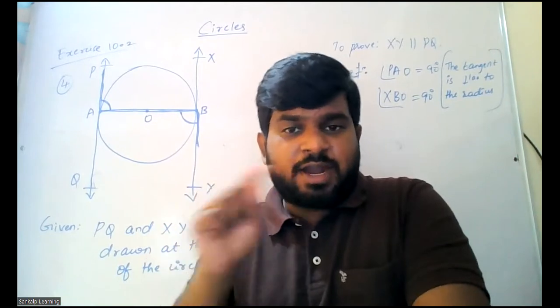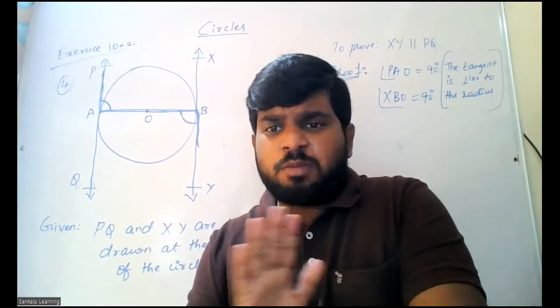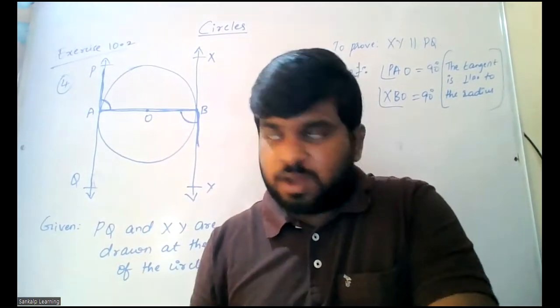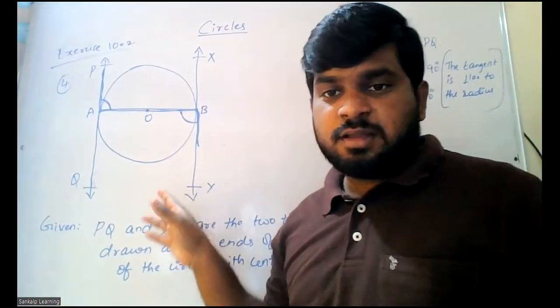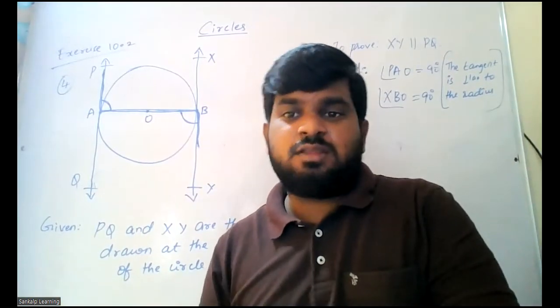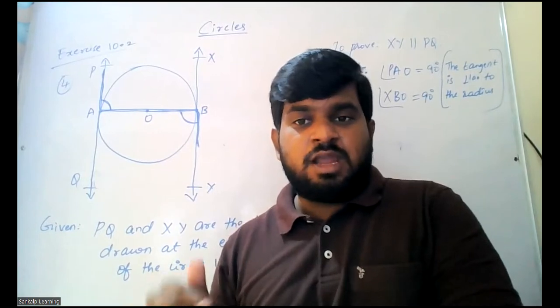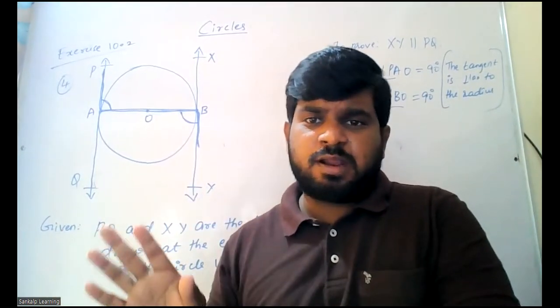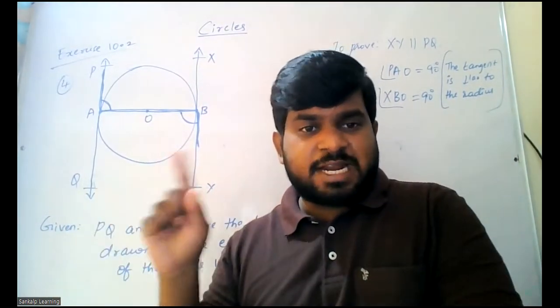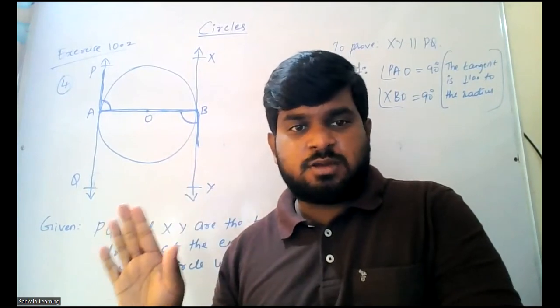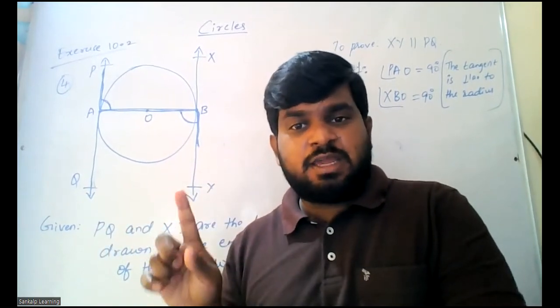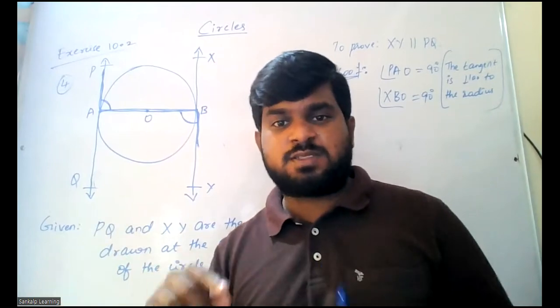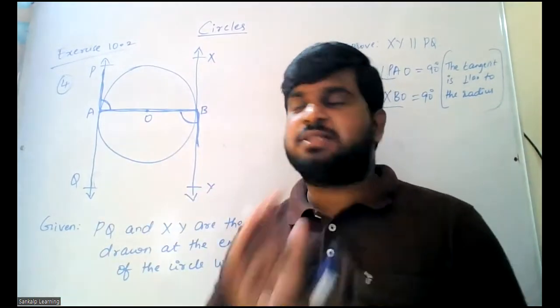Alternate angles, how do you identify? Z shape. They need not be equal. If they are equal, then the lines are parallel. If they are not equal, the lines are not parallel. Let the lines be parallel or not parallel, don't bother about it. Z shape, alternate angles. If alternate angles are equal, lines are parallel. The vice versa: if lines are parallel, alternate angles are equal.